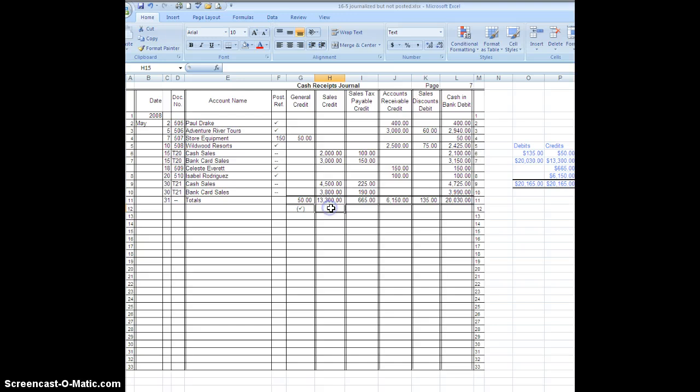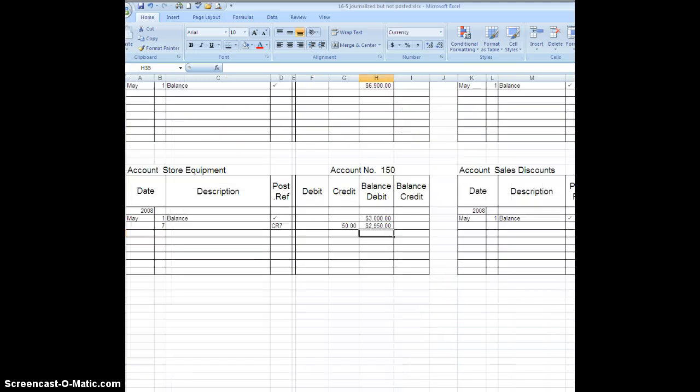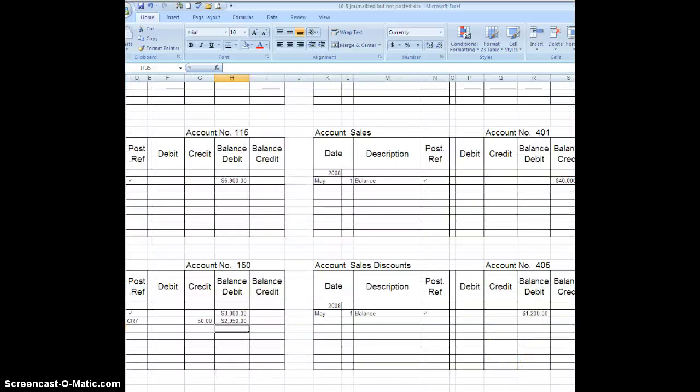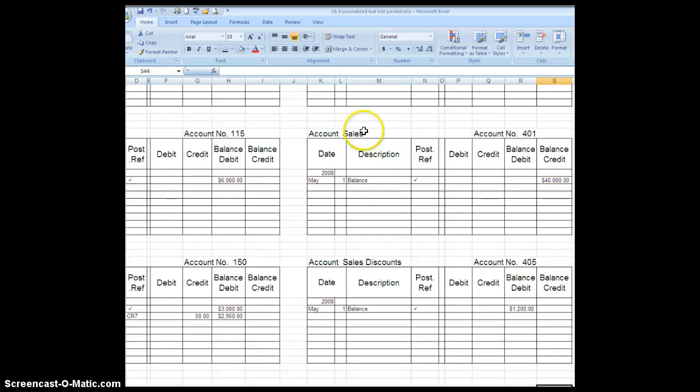Okay? So the next thing we're going to do is work left to right. We're going to go to the sales account in your general ledger, and we are going to look for sales, which is right here. So I'm going to type the 31st. It's CR7. And sales was a credit, so I'm going to hit equals.